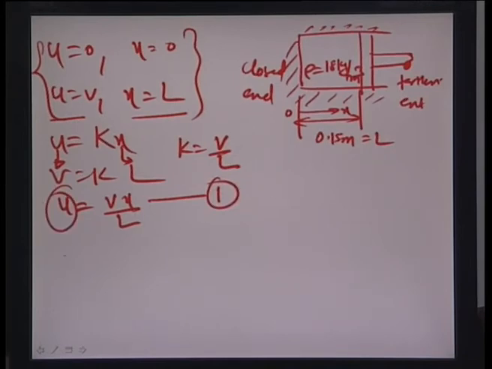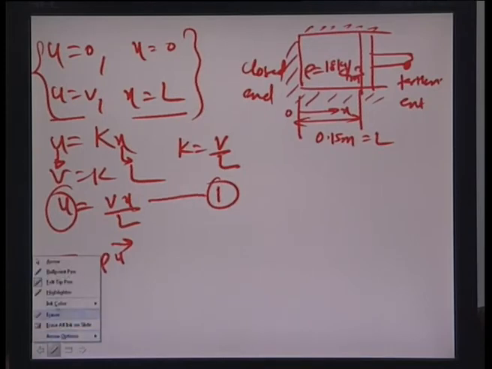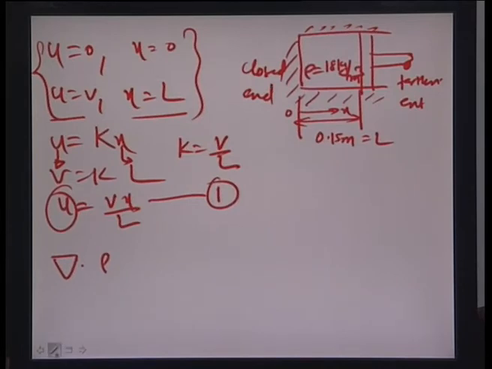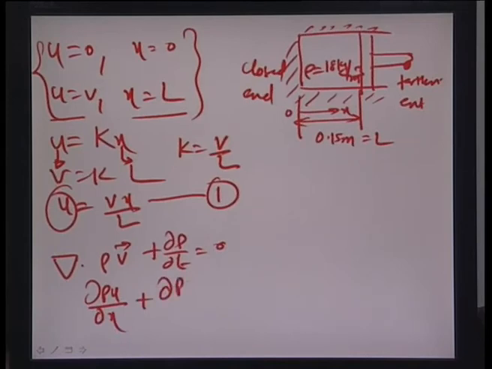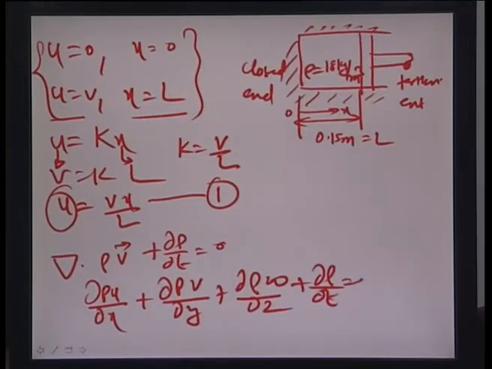So, we will now apply the continuity equation here. By the continuity equation we have del dot rho V vector, where V is the velocity vector, plus del rho by del t equal to 0. So, del rho u by del x plus del rho v by del y plus del rho w by del z plus del rho by del t is equal to 0.